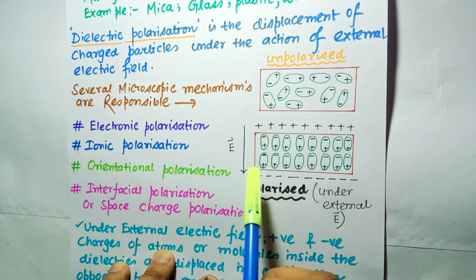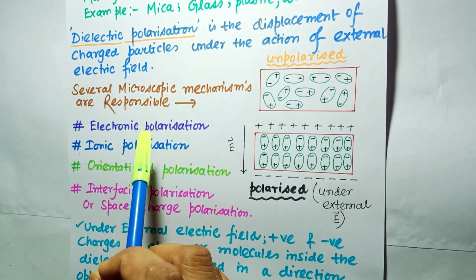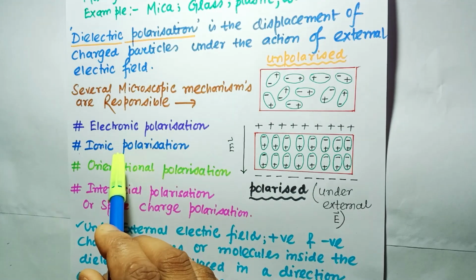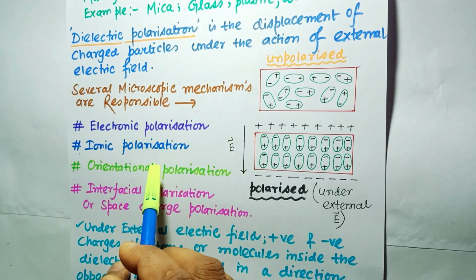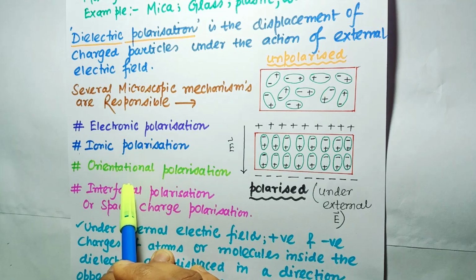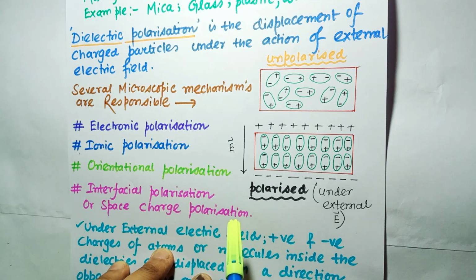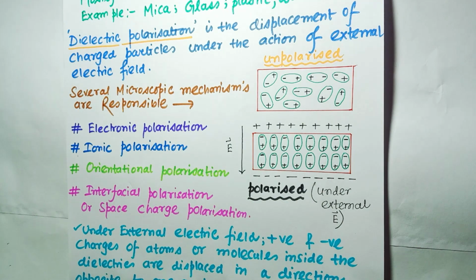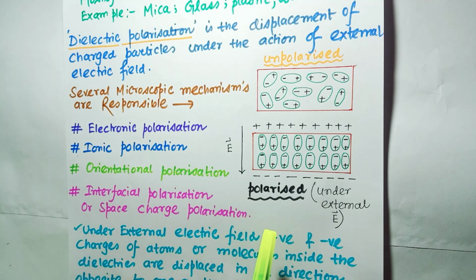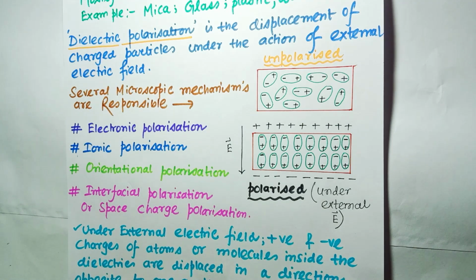There are several kinds of microscopic mechanisms possible in dielectric polarization. One is electronic polarization, one is ionic polarization, another is orientational polarization, and the last one is interfacial or space charge polarization. In the presence of the external electric field, in the dielectric material there is a shift of the center of positive and negative charge, and for this reason each atom or molecule acquires a dipole moment. This property of the dielectric is known as polarizability.